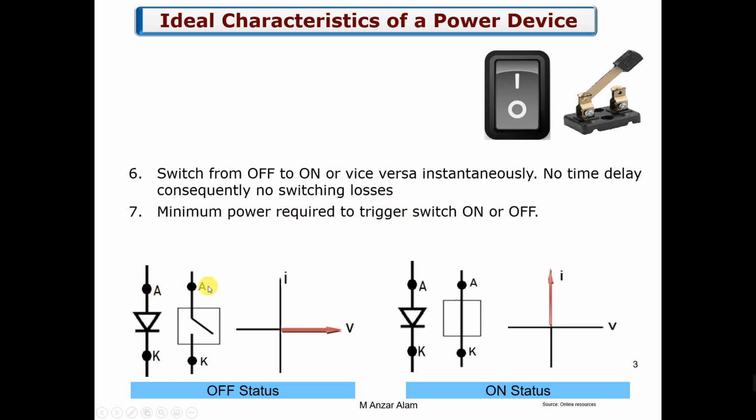We cannot turn it on instantaneously. It takes time, because the voltage has to reach 0.7 volt, then it will turn on. For the practical diode, the voltage required is at least 0.7 volt. So we need both the time and the voltage to turn on the practical diode.